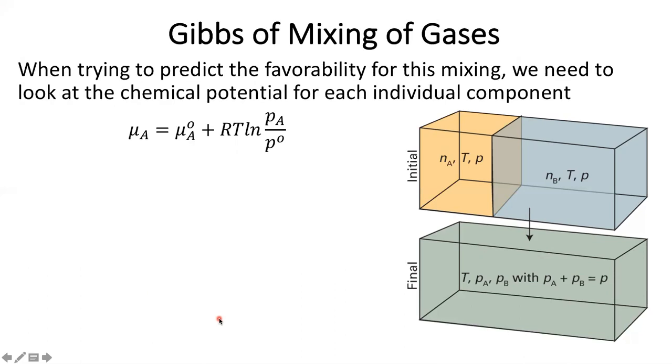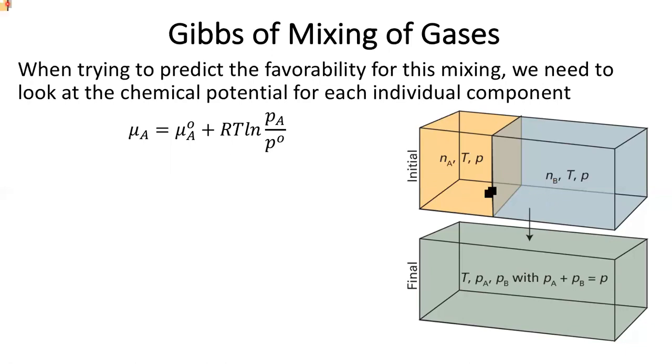So if I'm going to try and examine the favorability of this mixing process, I'm going to need to take a look at Gibbs, because Gibbs is going to tell me everything I need to know about how favorable a reaction is. However, to keep things as simple as possible, we're going to want to start by looking at the chemical potential of each individual component and using this to inform us what we know about the Gibbs.